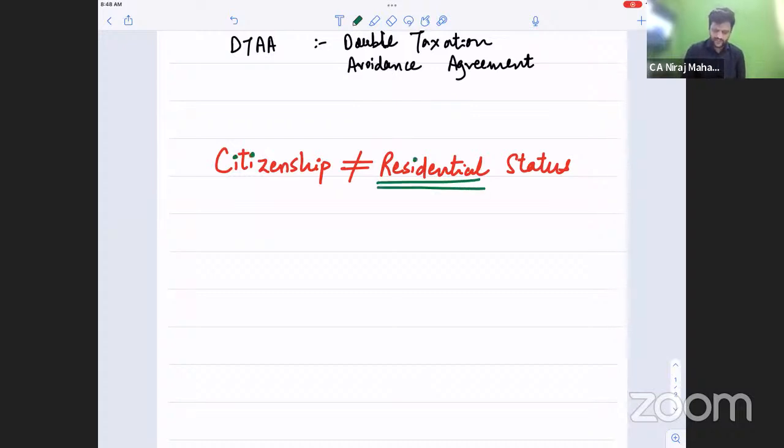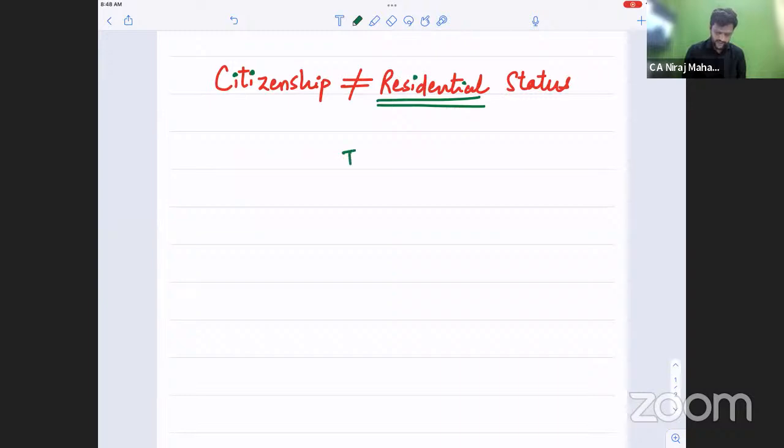Where are you staying currently, and from where are you earning income? That is important. Clear? Now check. I'm talking mainly about individuals. Let us first focus on individuals. That is the most important for our syllabus.